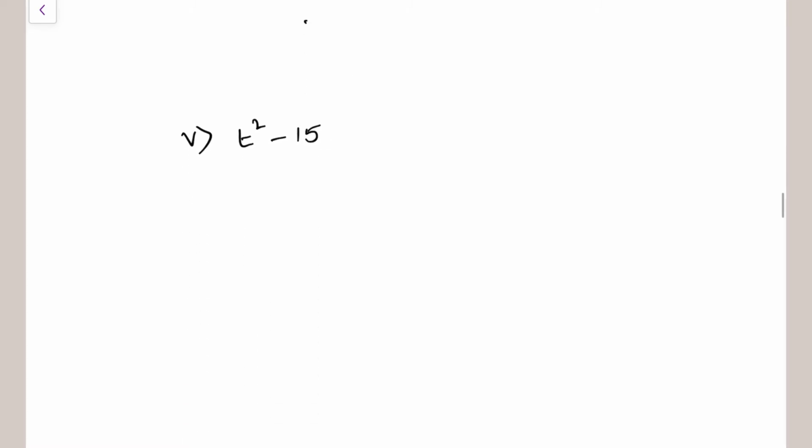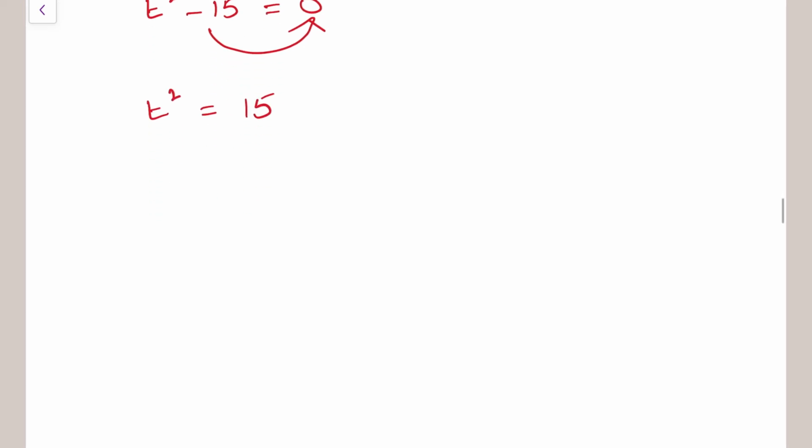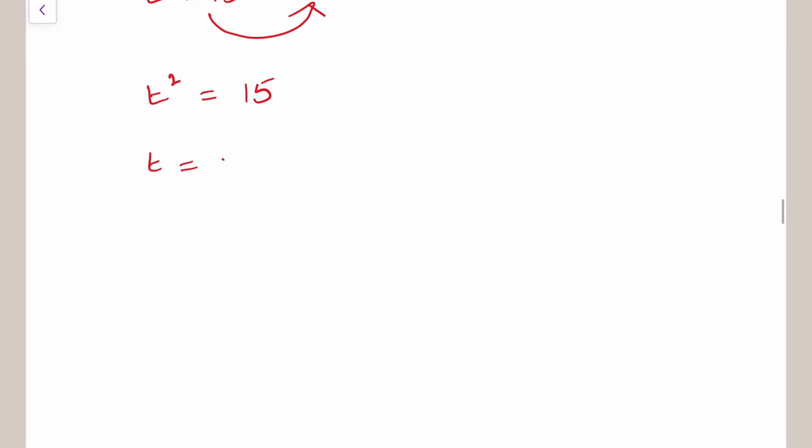Next question is t square minus 15. Here x coefficient or x term is missing completely. Square is there, constant is there, but x is missing. So what we need to do is t square minus 15, make it equals to 0. Take minus 15 to the right side, so that will become plus 15. T square value is 15, then what will be the t value? Plus or minus root 15. One take it as alpha and one take it as beta. So alpha I am taking it as plus root 15 and beta I am taking it as minus root 15.